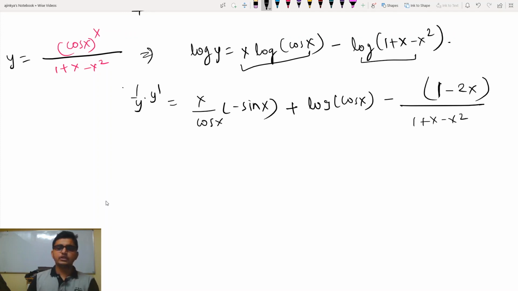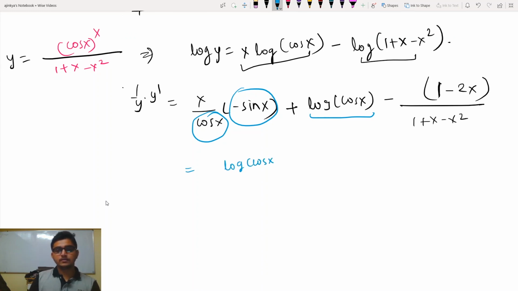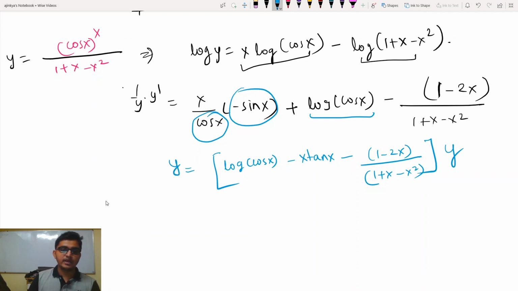So now we need to simplify this. If you look carefully, here we have minus of sin x, and then we have cos of x. So this is minus of tan x. So instead of writing this term first, we can write this term, which is log of cos of x, first, and then we can write the second term. So it will be log of cos of x minus x tan x minus 1 minus 2x whole divided by 1 plus x minus x square, and then we can multiply this term by y, since we have y dash over here.